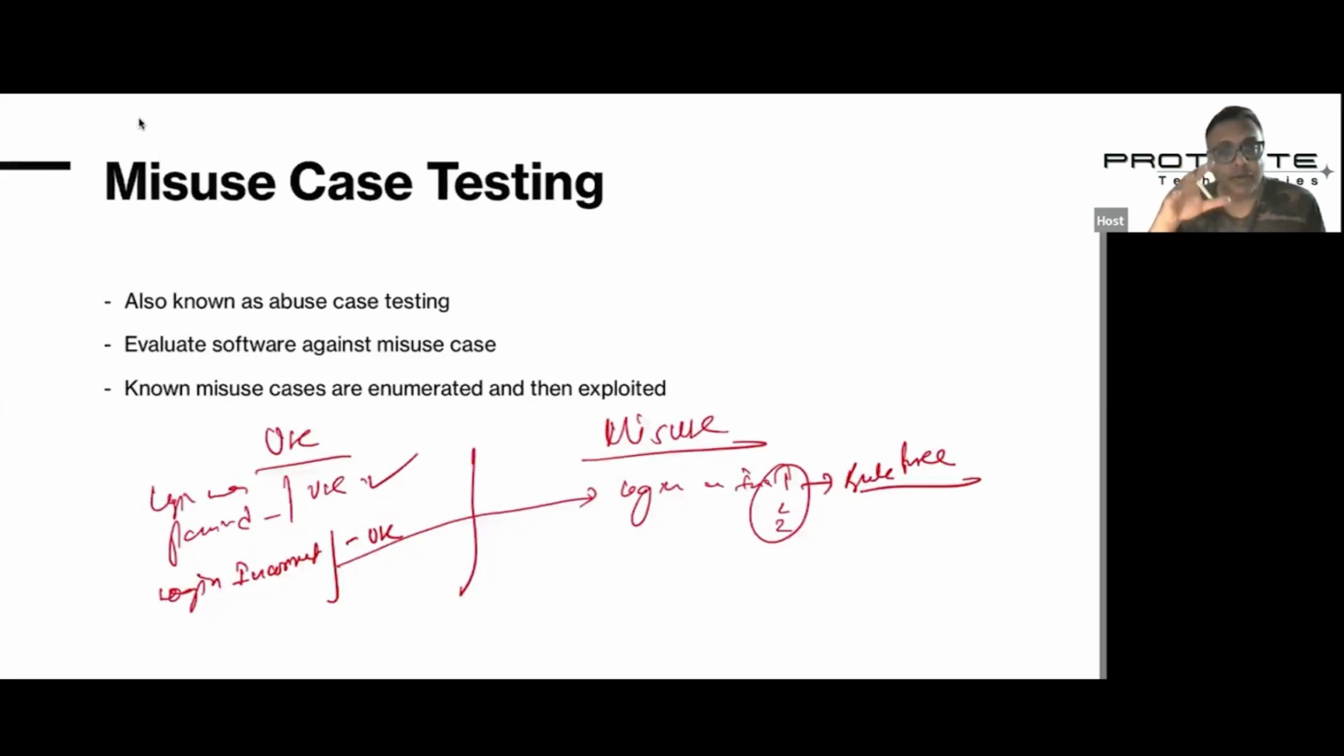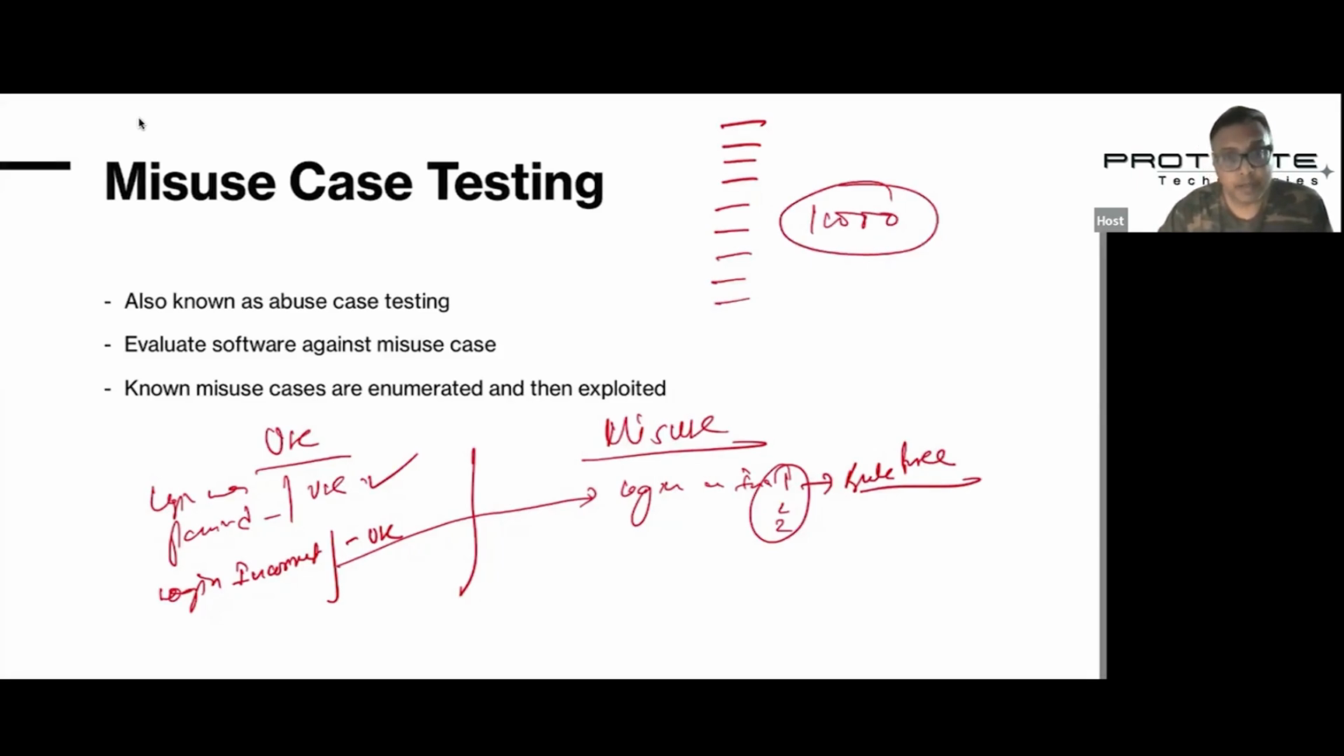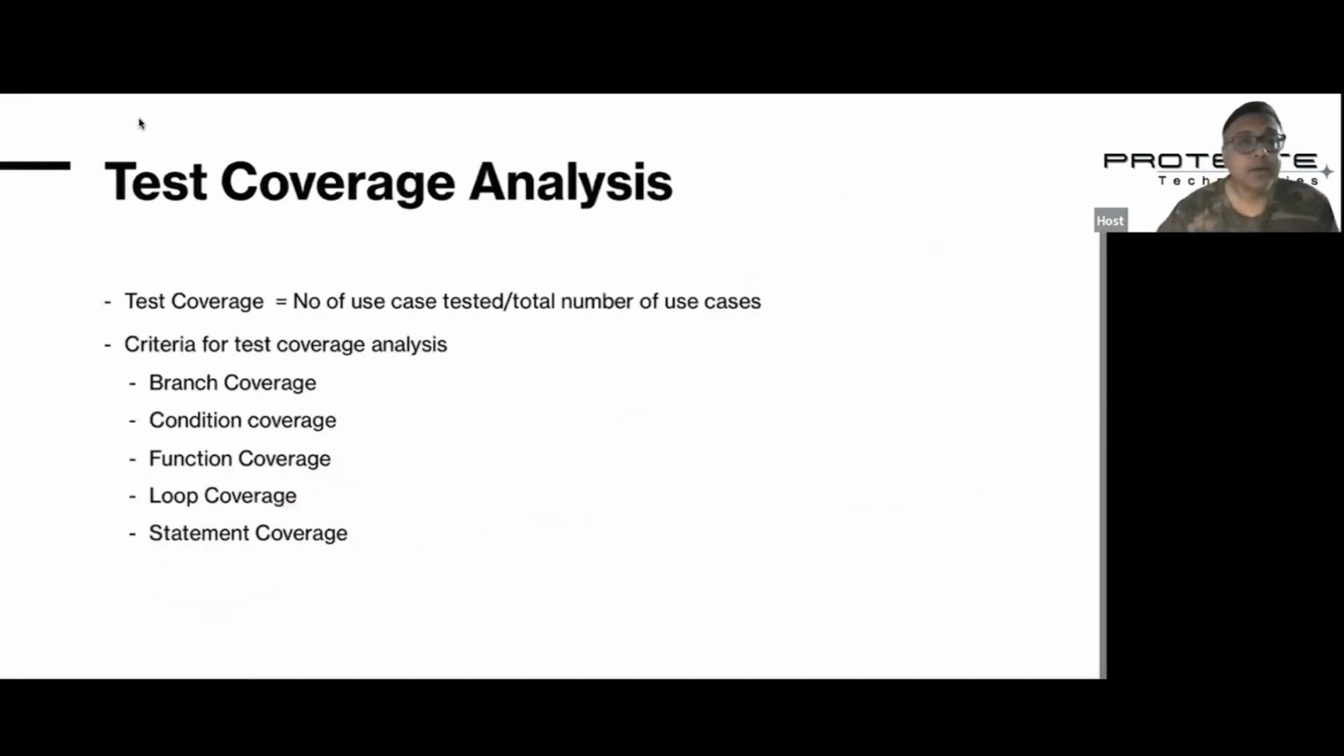So you test software against a lot of known misuse cases. Now, suppose you built an application and there are 100 misuse cases or 1,000 misuse cases. You cannot check your system against all the misuse cases. If you are checking your system against all of them, then your software is very, very rugged, I would say. And that's why you have something called test coverage analysis.